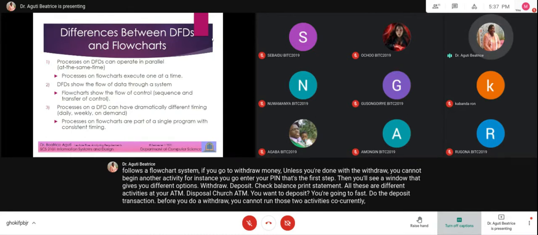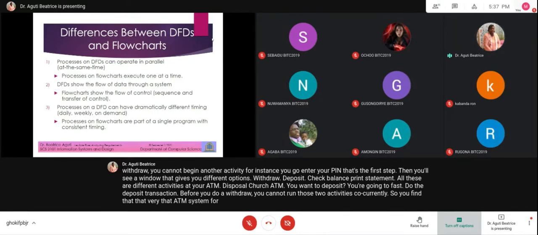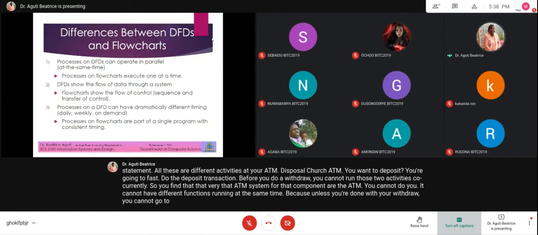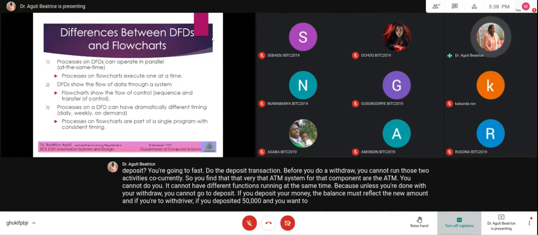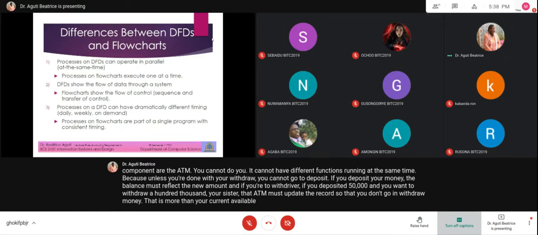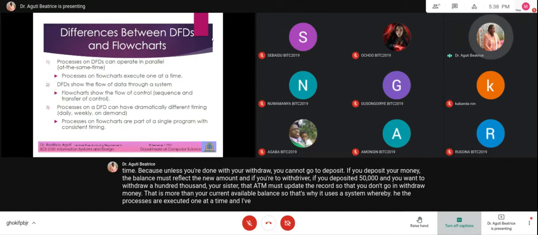So you find that that ATM system, for that component at the ATM, cannot have different functions running at the same time, because unless you're done with your withdrawal, you cannot go to deposit. If you deposit your money, the balance must reflect the new amount. And if you're to withdraw, let's say if you deposited 50,000 and you want to withdraw 100,000, your system, that ATM, must update the record so that you don't withdraw money that is more than your current available balance. So that's why it uses a system whereby the processes are executed one at a time. And I've given you the example of the ATM.